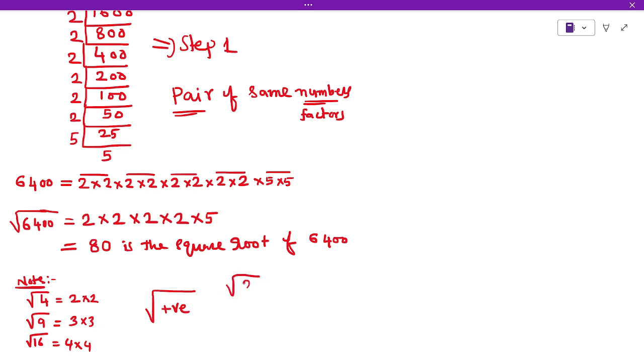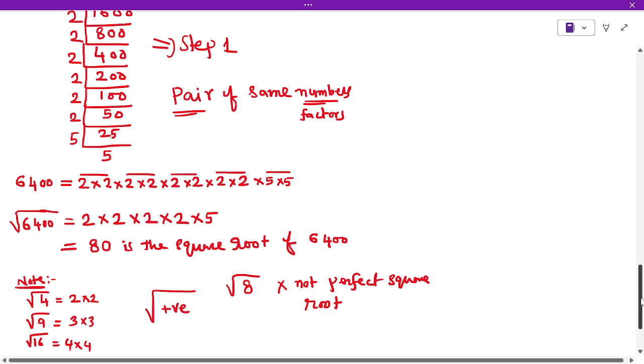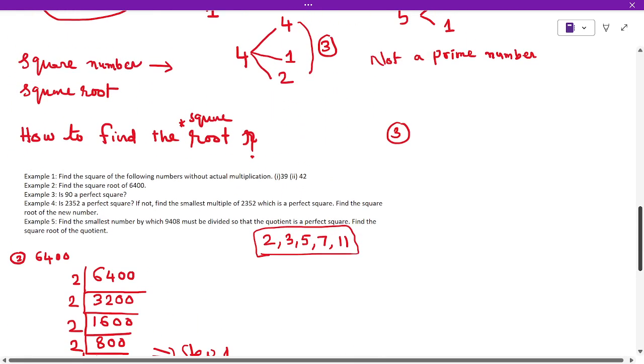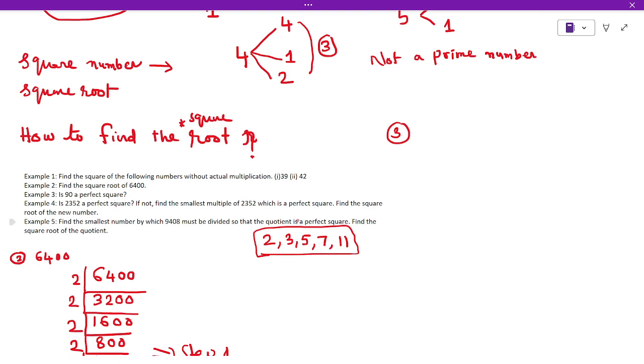So you can find the square root of 8 also. But here, the square root of 8, we do not have a perfect square root. Why? Because there is no number such that if I multiply the same number, I would be getting 8. Is that clear? So that's why this is not a perfect square root. So perfect square root means the same number should be multiplied to get the number. Clear? So here let us check whether 90 is a perfect square or not.